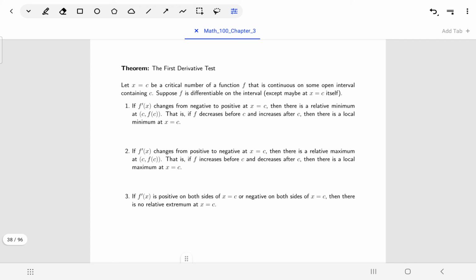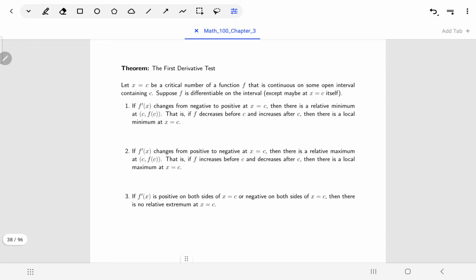Welcome back. In the second part of this section, we're now going to introduce the first derivative test, which builds on what we did with increasing and decreasing intervals just moments ago. So we've got ourselves a function and we've found ourselves a critical number. So x equals c is a critical number for our function. That function is continuous on some open interval containing c.